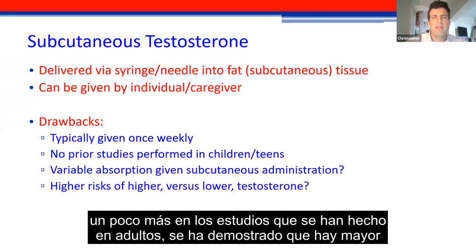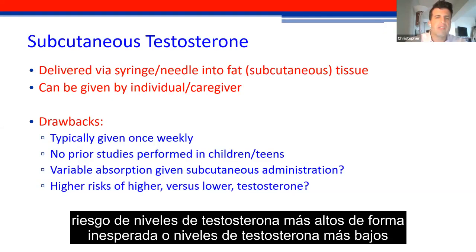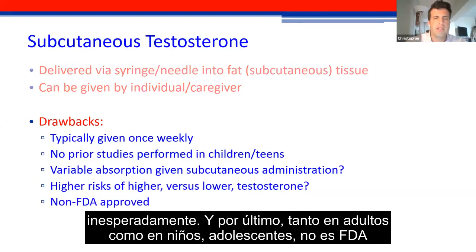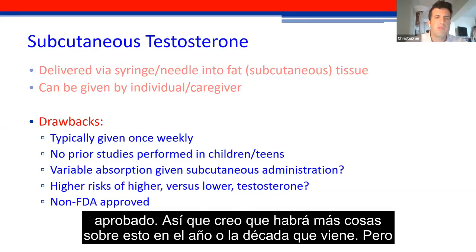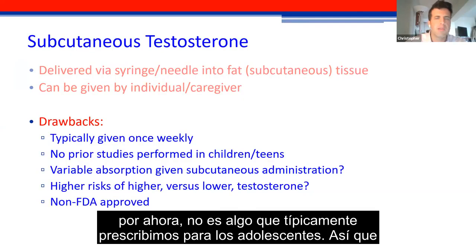In the studies that have been done in adults, there's been shown to be higher risk of higher testosterone levels unexpectedly or lower testosterone levels unexpectedly. And last but not least, in both adults and children, teens, it's not FDA approved. So I think there's more to come on this in the year or decade to come, but for right now, it's not something we typically prescribe for teenagers.